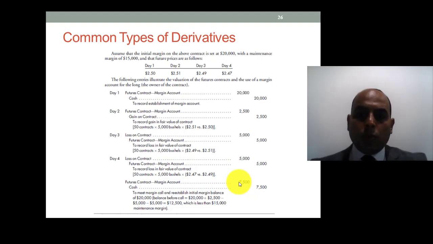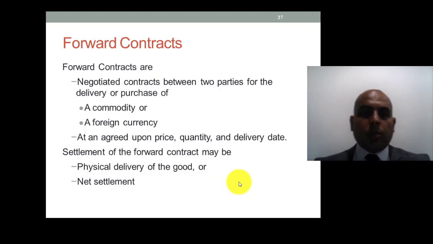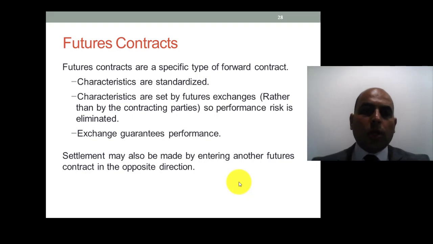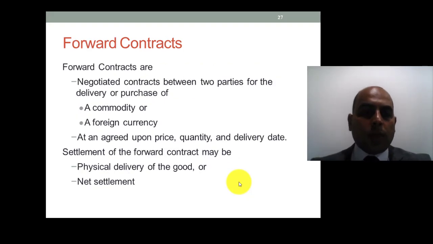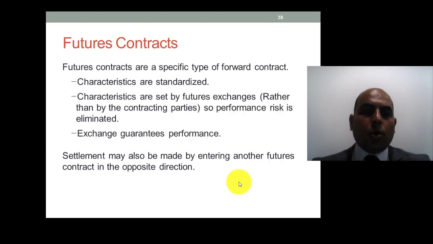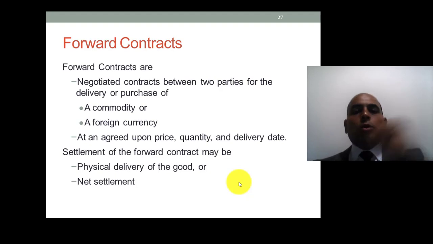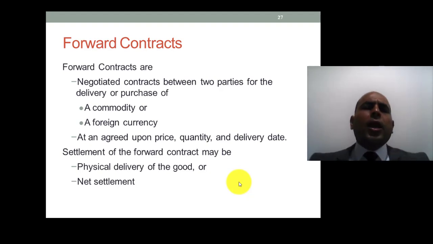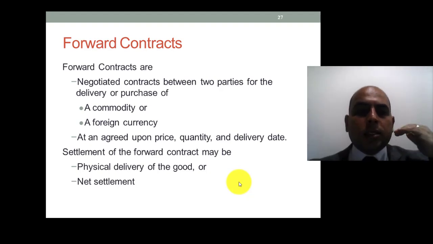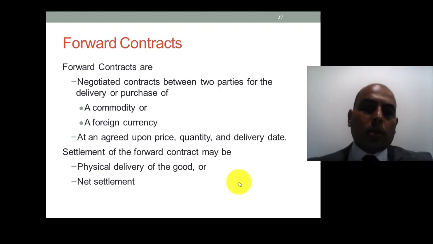Let us move to the next point to distinguish between forward contract and future contract. What's the difference and what's the similarity of both of them? Now, both of them are contracts, but the forward contract is a negotiated contract. It means you can create this contract with anyone you like, with your colleague, with your friend, with anybody who accepts to enter into the contract with you.